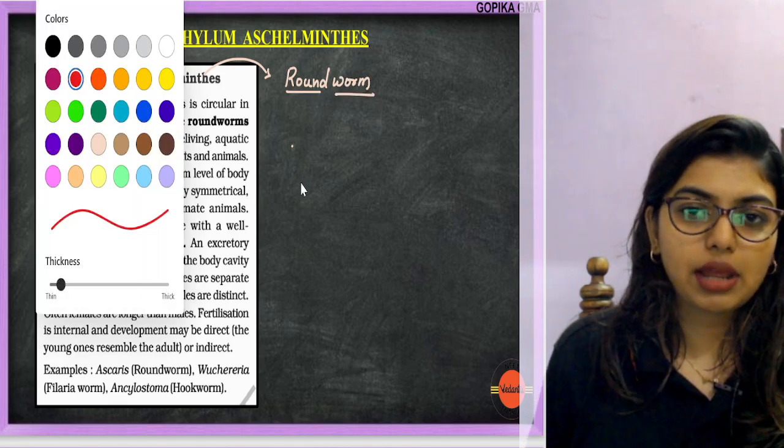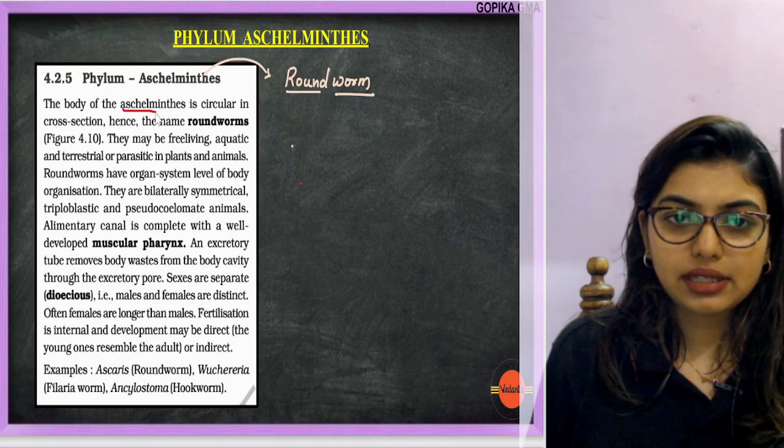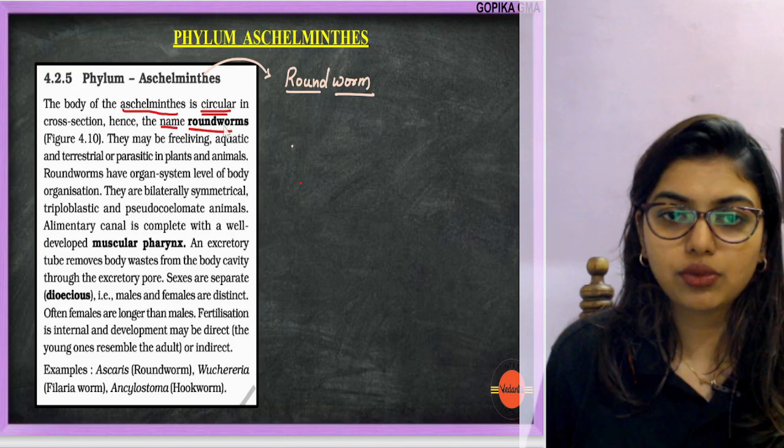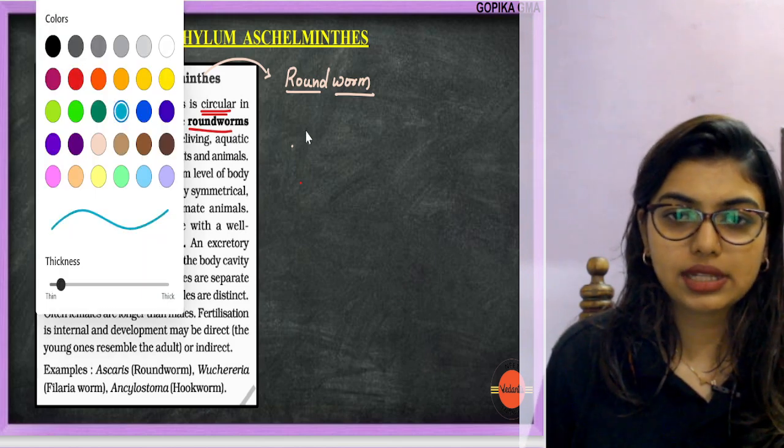So here what is going to happen? The body of Aschelminthes is circular in cross section, hence the name roundworm comes. That is, if I draw a worm, let's say this is the worm.